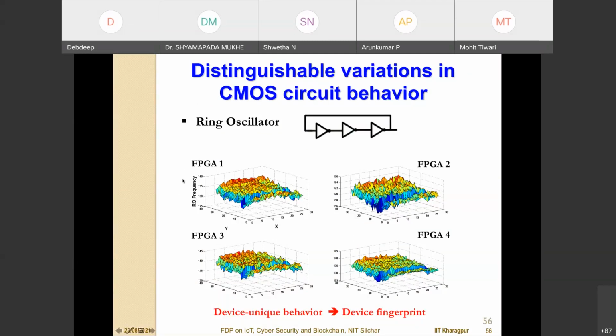Okay, so for example, here you can see that the average oscillation frequency is around say 135, whereas in this FPGA2 it is around say 122. So you can see that the same circuit, when you're implementing on two devices, has got slightly different behavior. And this essentially tells us that potentially you can use this device unique behavior to develop device fingerprints, and using that you can do identification and key establishment in a very simple manner for the devices.